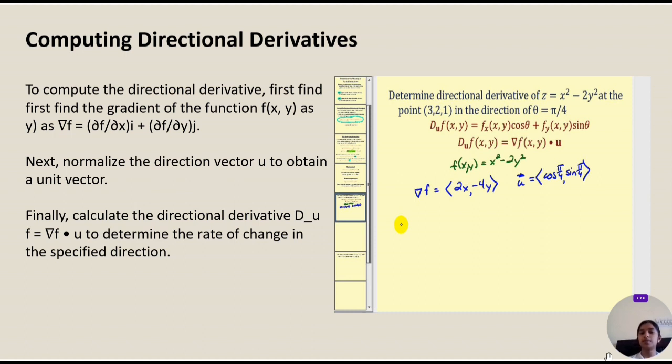Here in this problem, in this picture, they have given the function z is equal to x square minus 2y square at the point 3 comma 2 comma 1 in the direction theta is equal to pi by 4. In the previous slide I explained that this is the formula: the directional derivative of f of x comma y is equal to fx of x comma y cos theta plus fy of x comma y sin theta. So using this formula, first you need to differentiate z with respect to x and with respect to y. Then you get an equation. Then that equation you have to multiply by cos pi by 4 and sin pi by 4 using this formula.